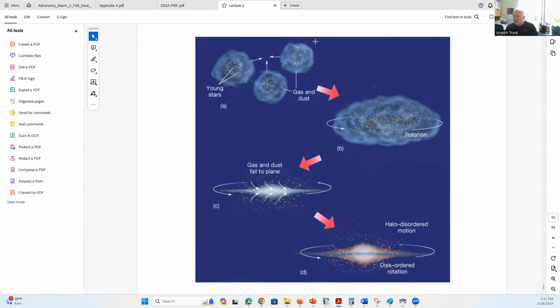So here's what we think happened. We get these young stars, and there's a bunch of dust and gas, and they start to rotate. And we see that the gas and dust fall into a plane, and we start to see our galaxies being formed.